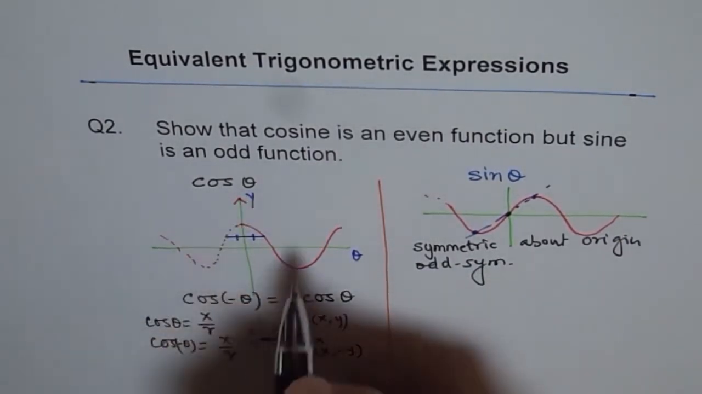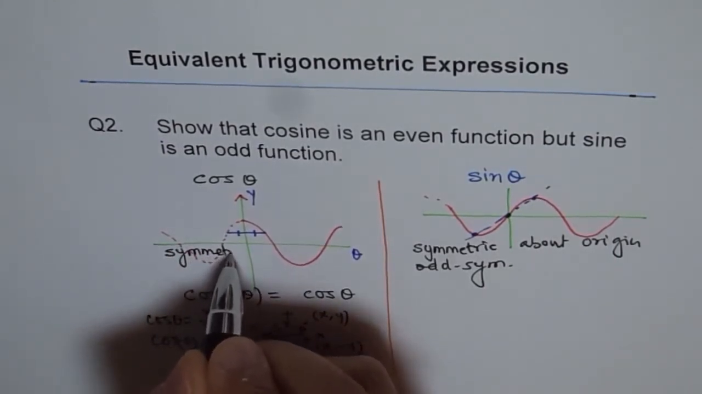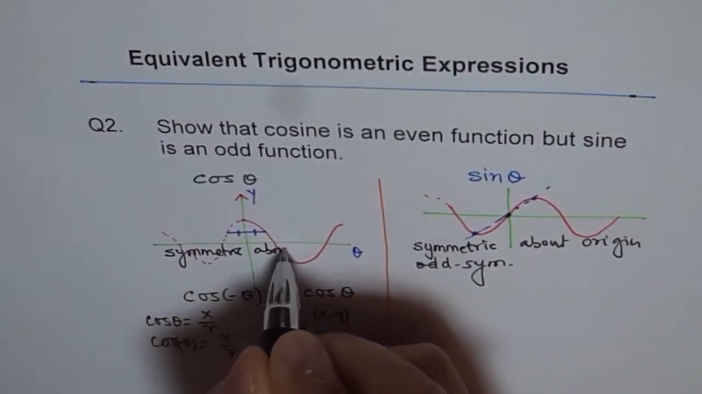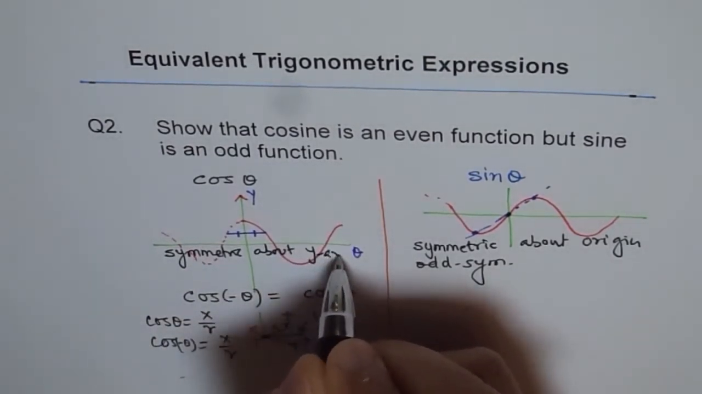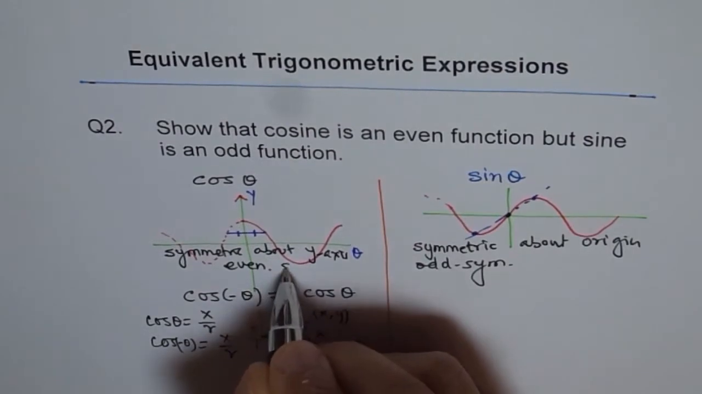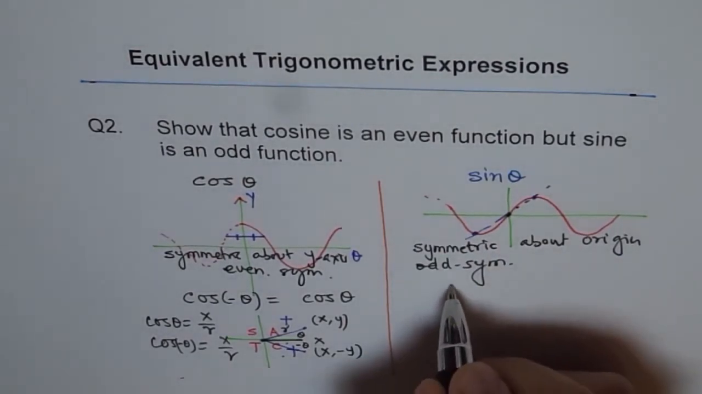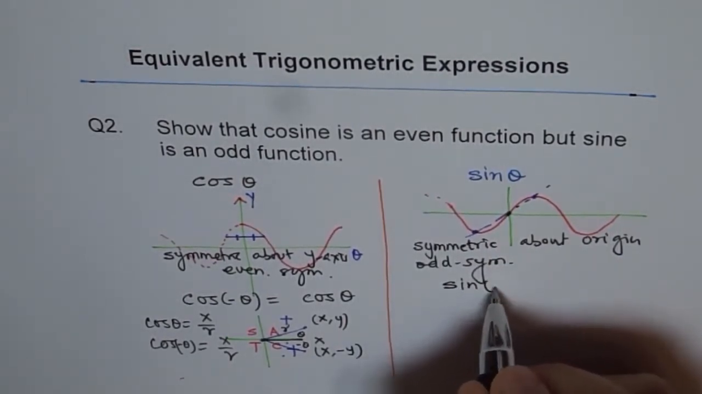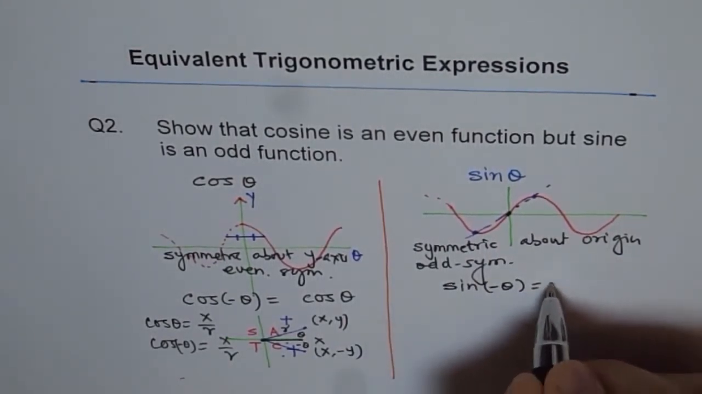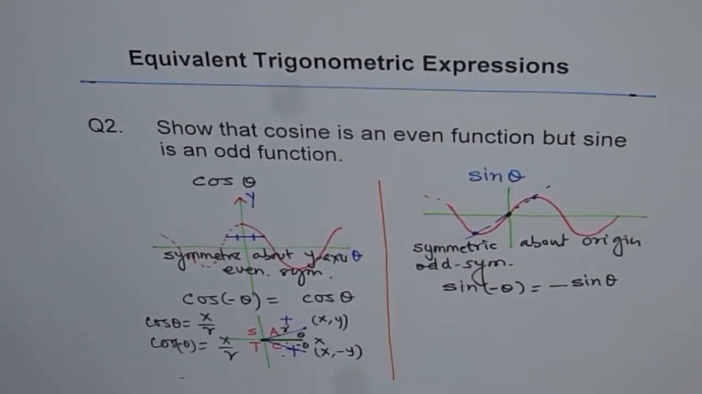And this is symmetric about the y-axis. Let me write it down. And that is even symmetry, right? Now that is from the graph, correct? And that really means sine of minus theta is equal to minus sine theta. Correct? Sine of minus theta is minus sine theta.